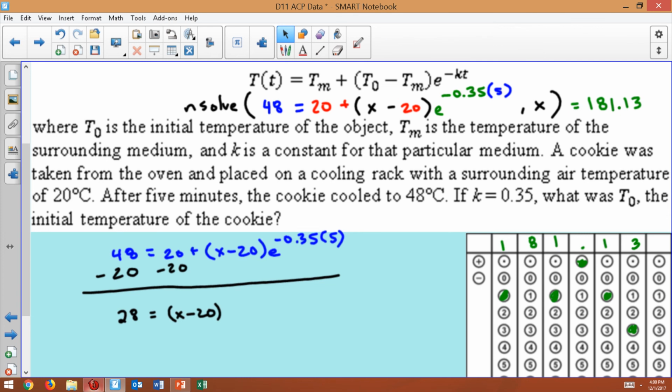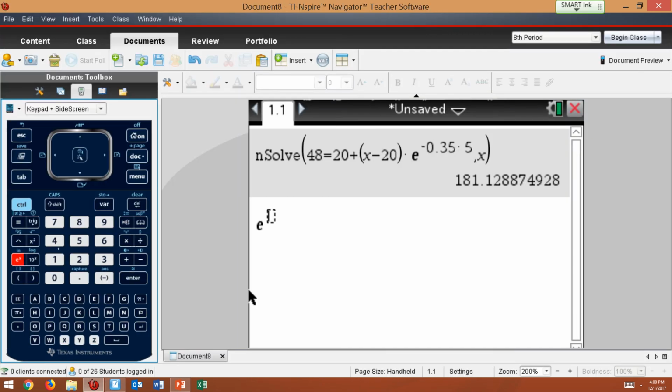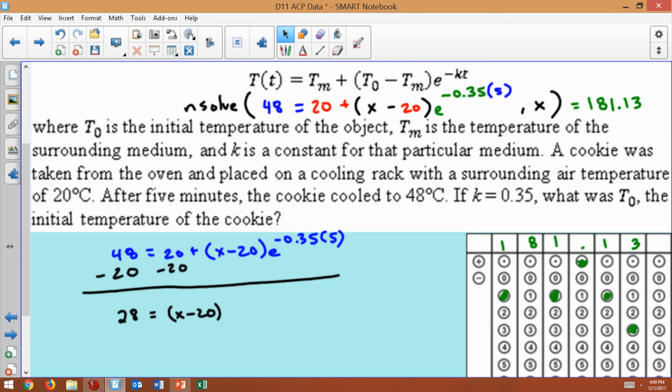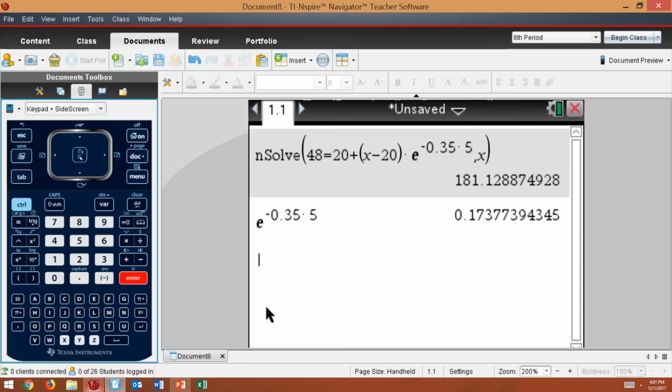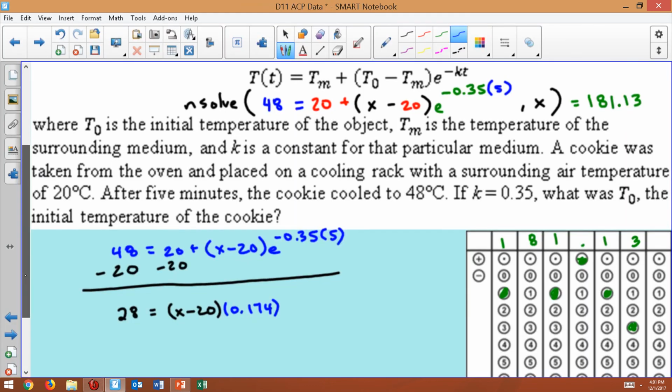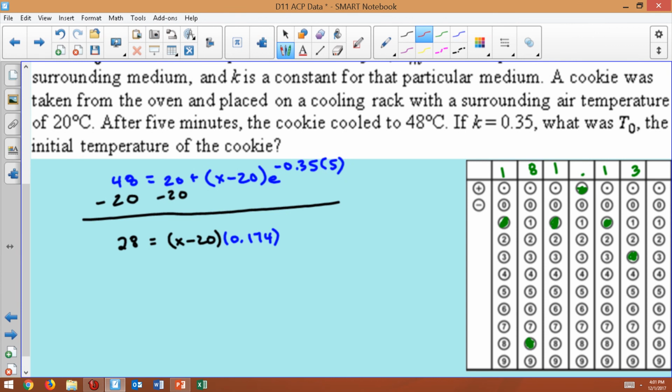Now let's go see what this is. If I go to the calculator, you would type in e to the power of negative 0.35 times 5, press enter, and that is going to be 0.174. Let me check one more time to make sure I didn't make a mistake there. Yeah, 0.174. So now, to get the x by itself, since these are multiplying, I would divide and do opposites. That's how you always get things by itself. So I would divide that.